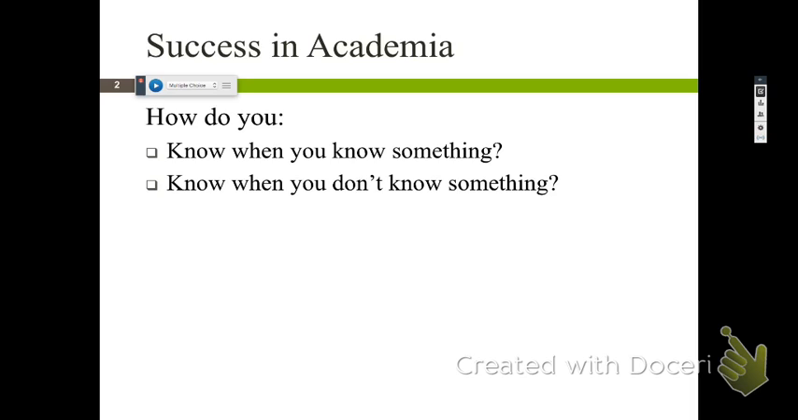So on these two, once you identify what it is you know and what you don't know, which one are you going to spend time on?